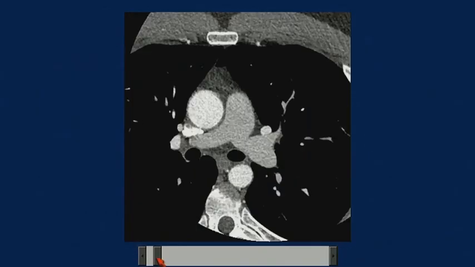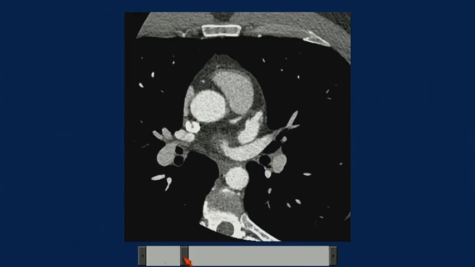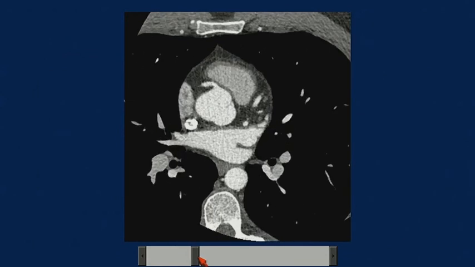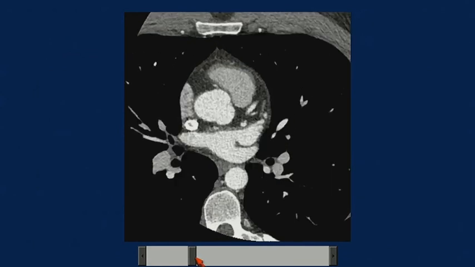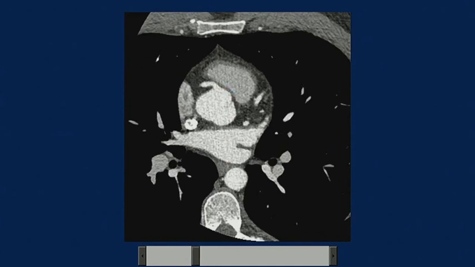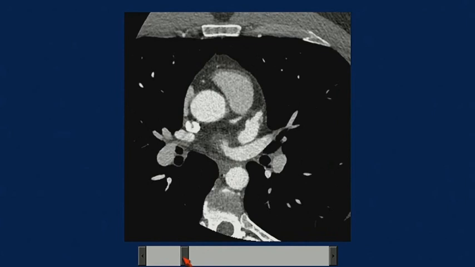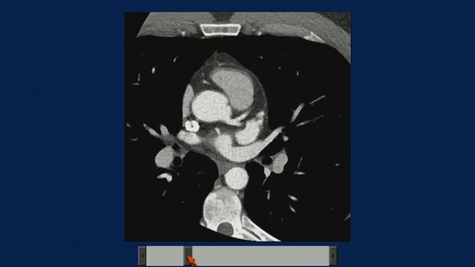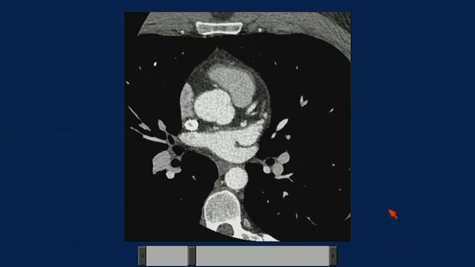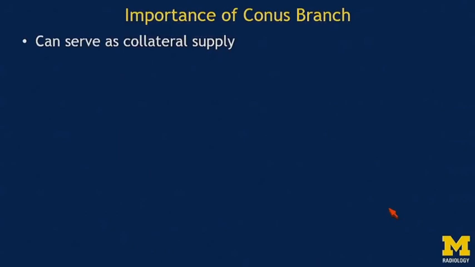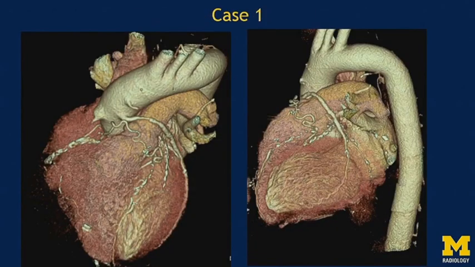Here is an axial stack of images, so let me show you the conus branch. You're already seeing a vessel here coursing to the RVOT. As I keep scrolling, you can see it's coming off the right coronary artery. So here is our right coronary artery, here is the conus branch, and then it moves around, courses anteriorly, and supplies the RVOT. A very important thing to remember about the conus is that it can serve as a collateral supply between the right and left systems. So let me show you this case.